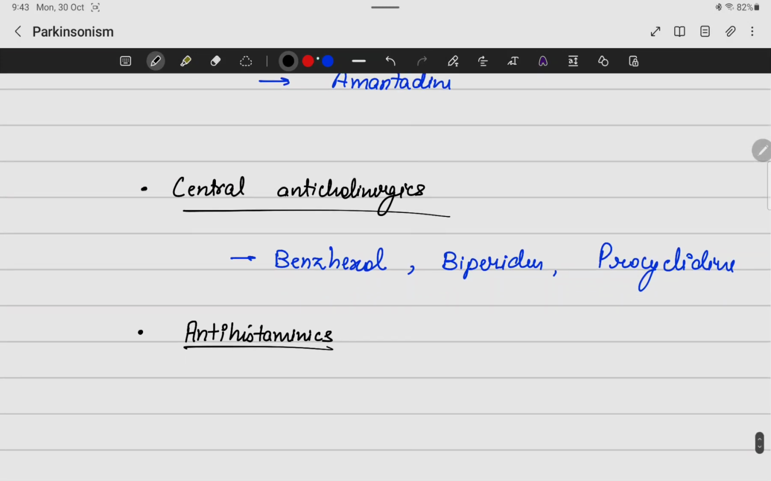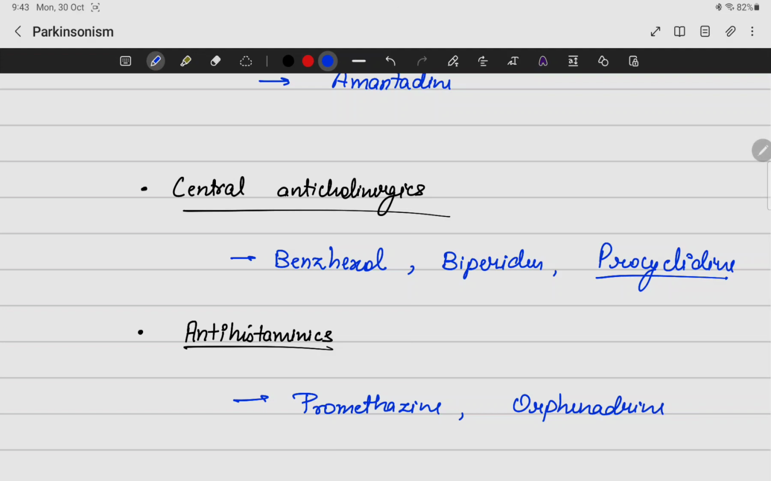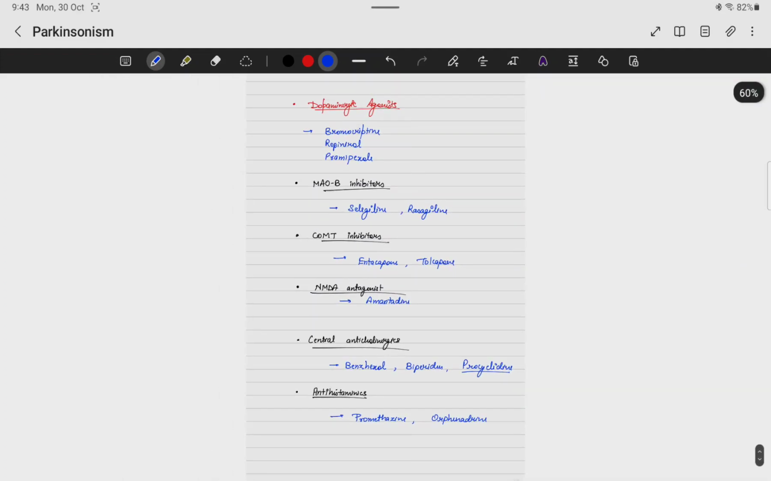So the examples include, you had your procyclidine here, and in the antihistaminics, promethazine, and another drug called orphenadrine. Right? So these are the drugs used in the treatment of Parkinsonism.